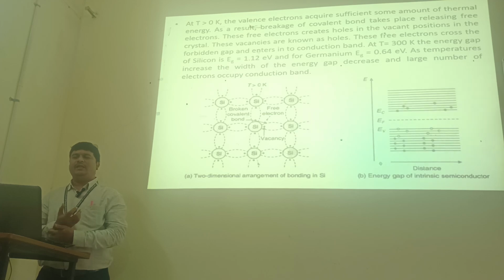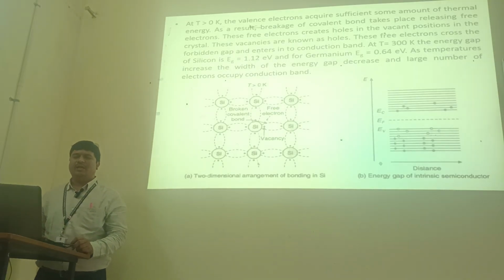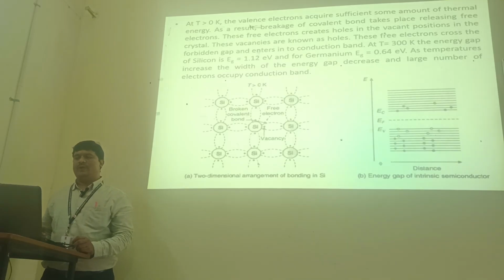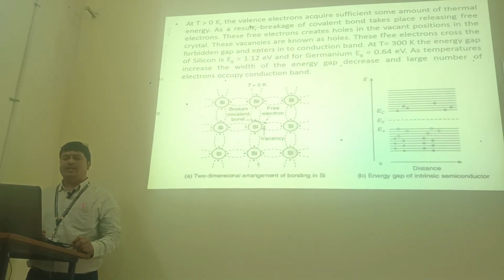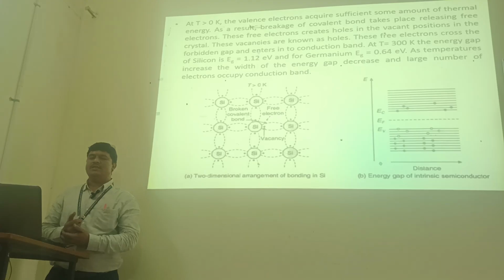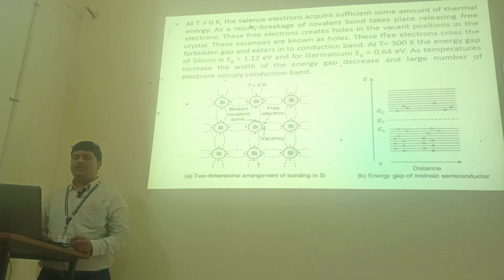For T greater than 0 Kelvin, the valence electrons gain some amount of thermal energy. As a result, breakage of covalent bonds takes place, releasing free electrons. These free electrons leave holes in the vacant positions in the crystal. These vacancies are known as holes. The free electrons cross the forbidden gap and enter into the conduction band.